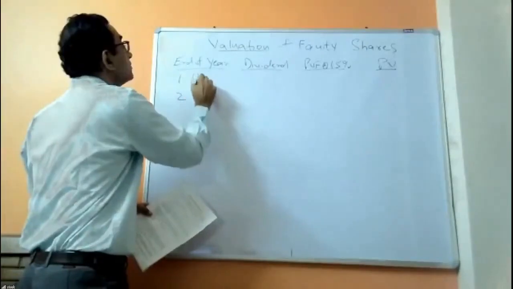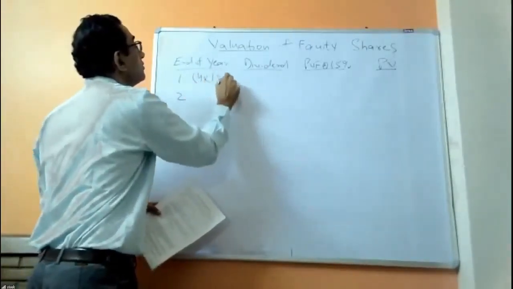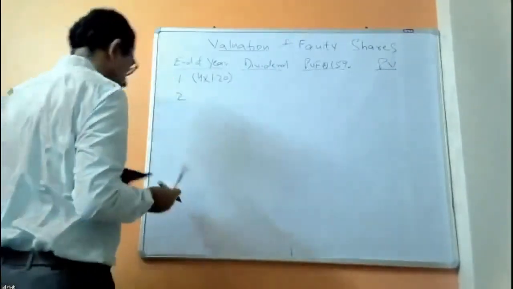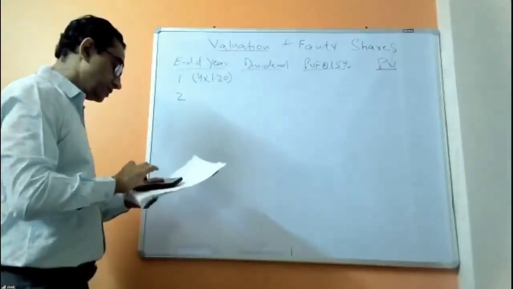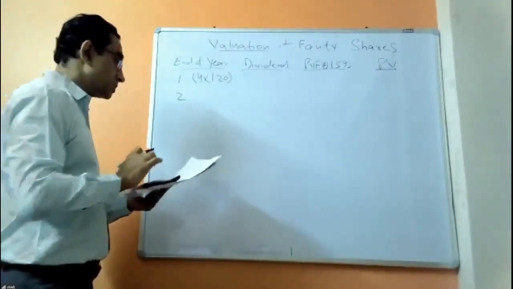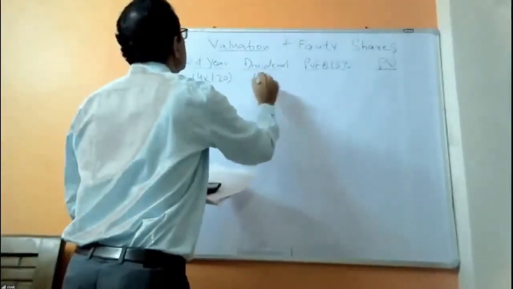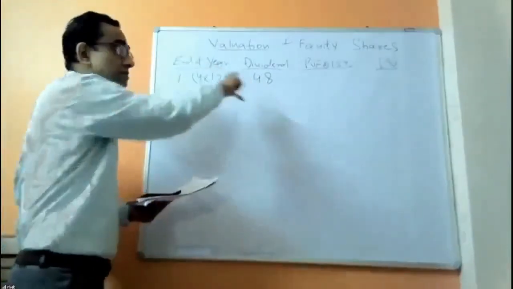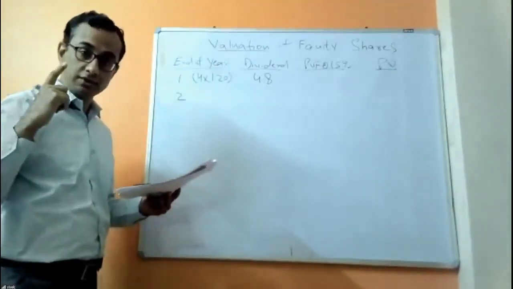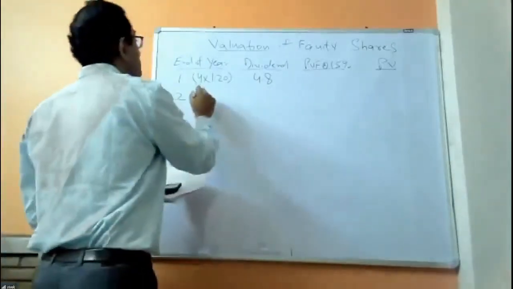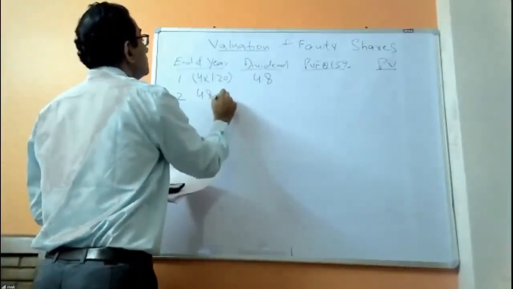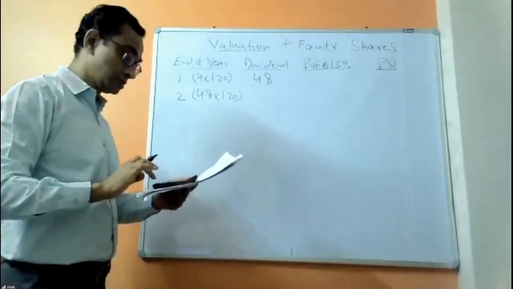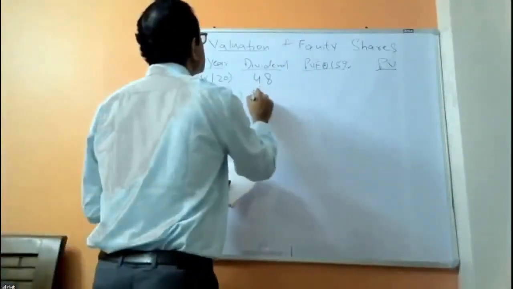So first year it will be 4 into 1.20. So it will come to 4 into 1.2, that is 4.8. And the dividend at the end of the second year will be the dividend of the first year multiplied by the growth rate, which is 20% also in the second year. So 4.8 into 1.2 is coming to 5.76.